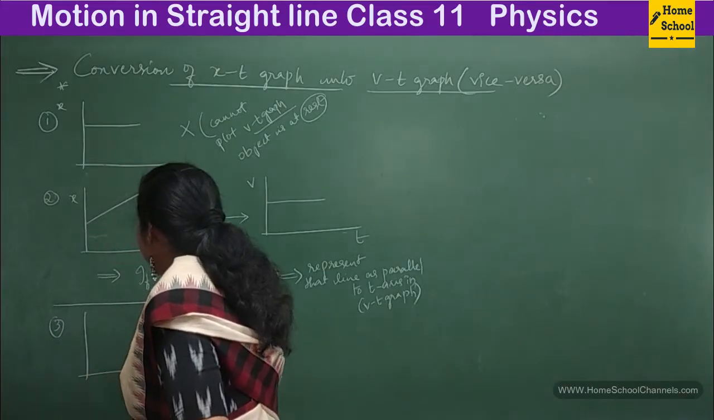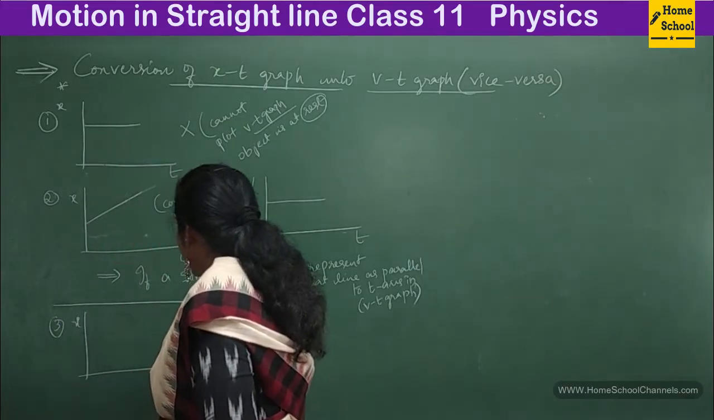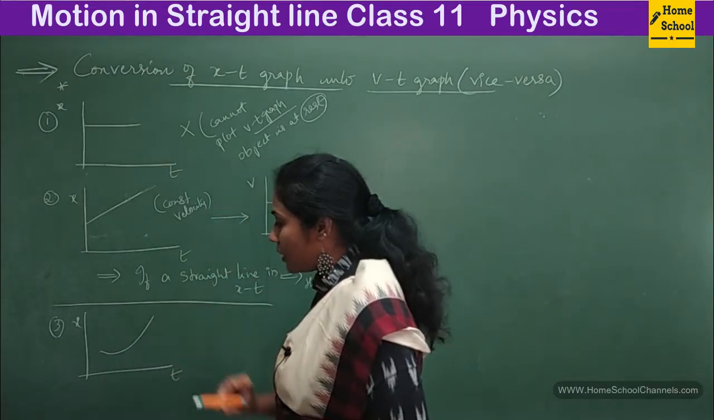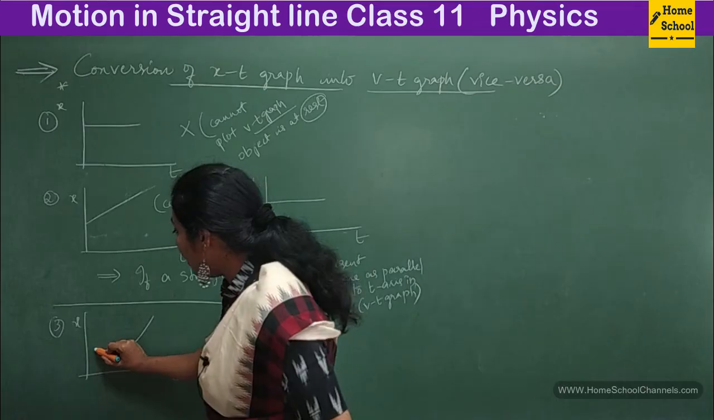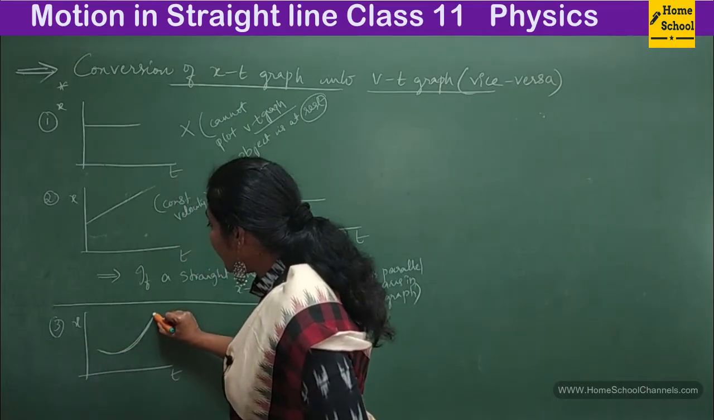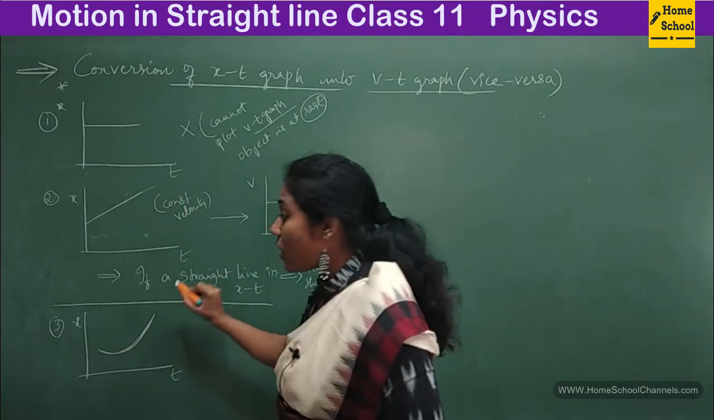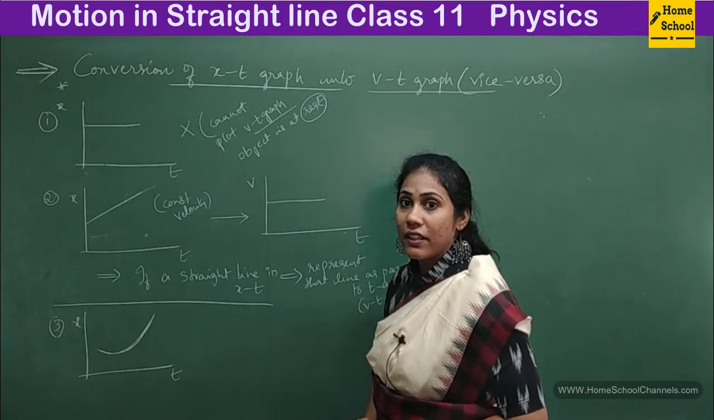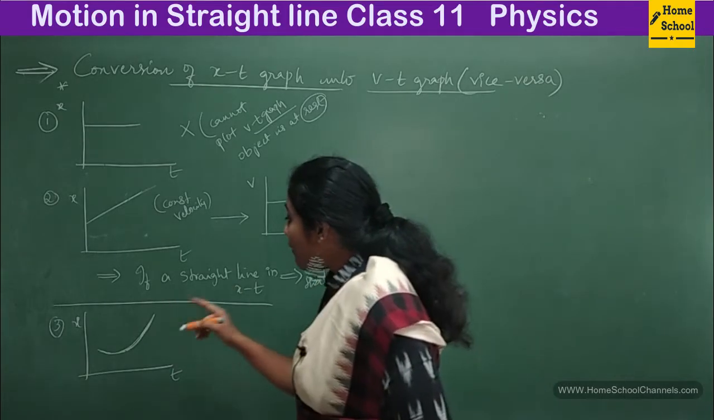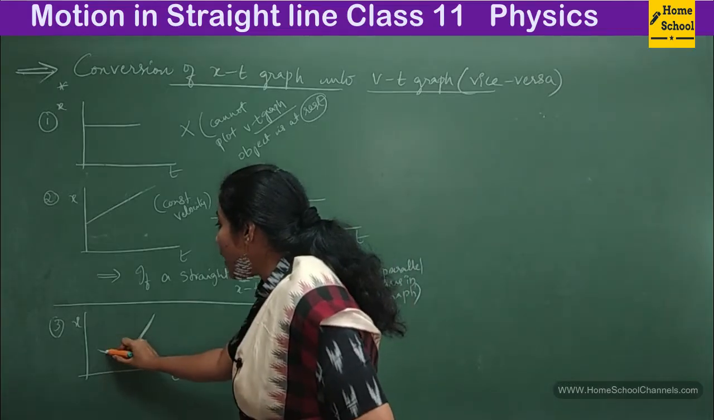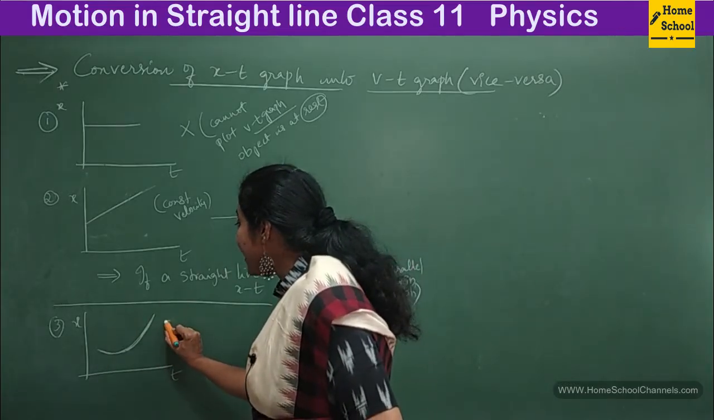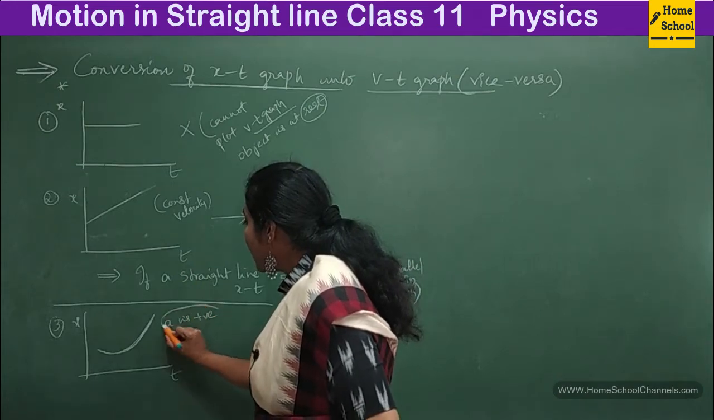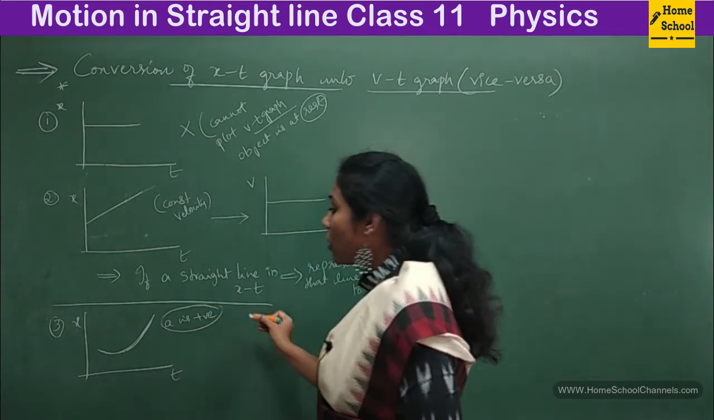If in an xt graph I have this curve, what do you mean by this curve? Curve in the sense that velocity is not constant. Velocity increases and A is positive. A is increasing. So velocity is not constant.